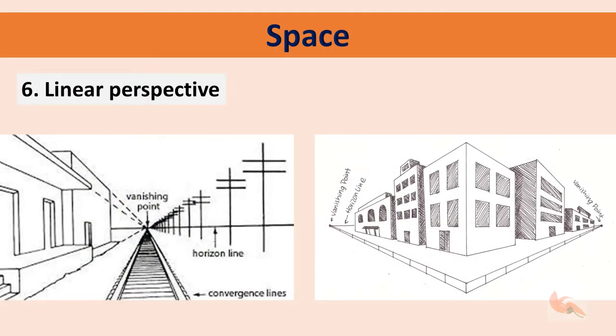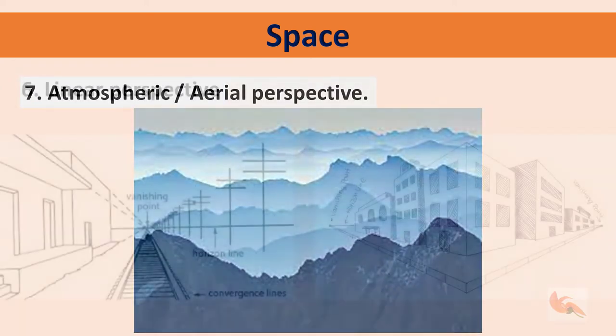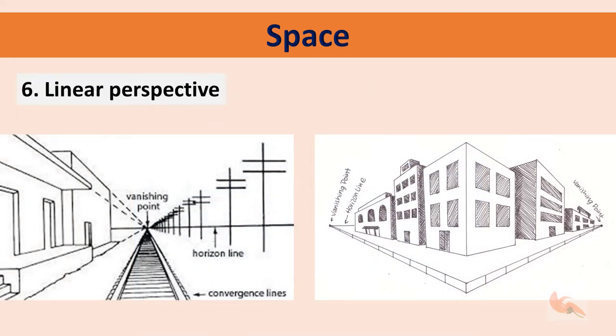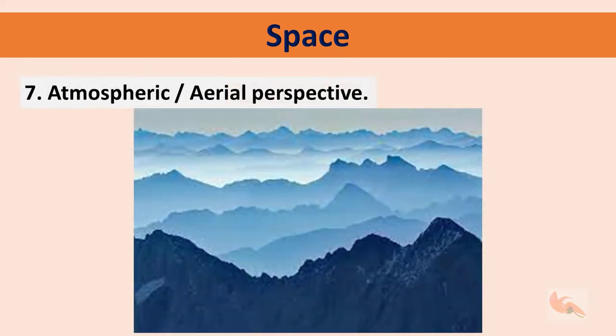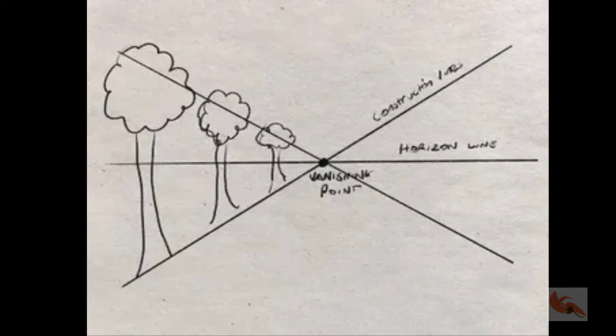And the most convincing and effective concepts are linear and atmospheric perspective. While linear perspective is most essential for geometric shapes such as cityscapes, atmospheric perspective plays an important role in landscape painting. Let's see linear perspective in detail.